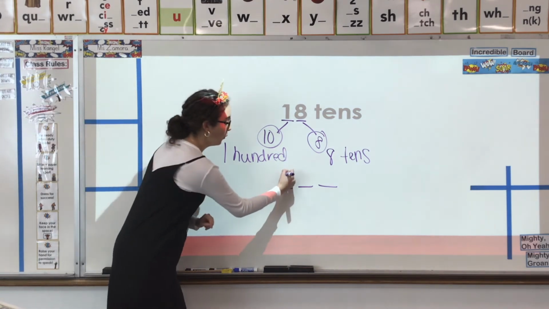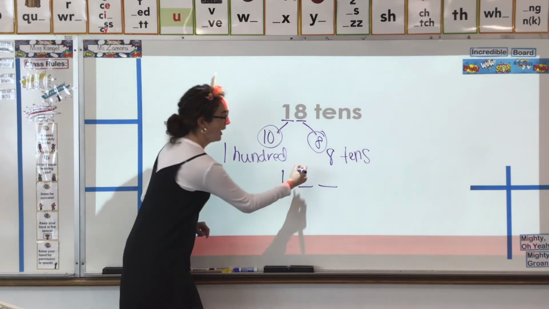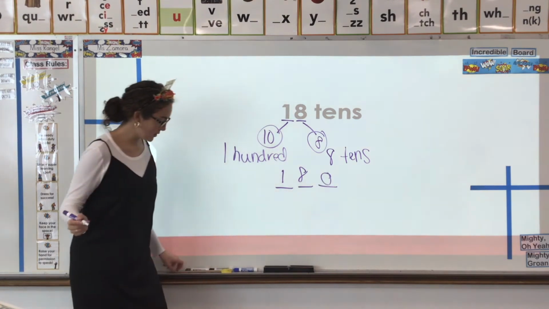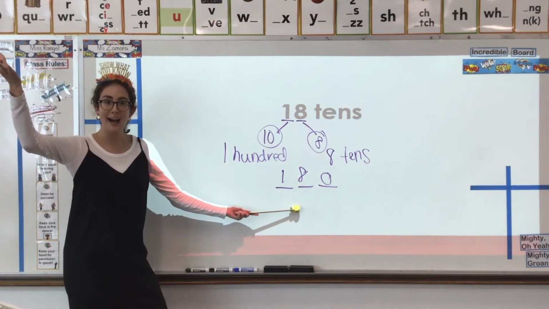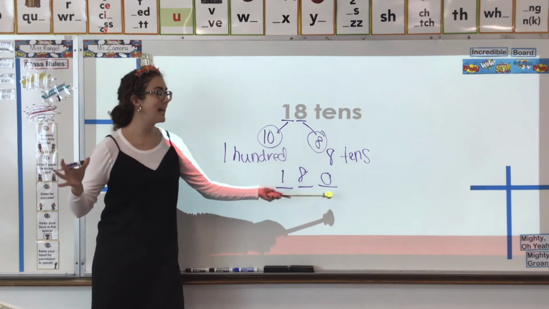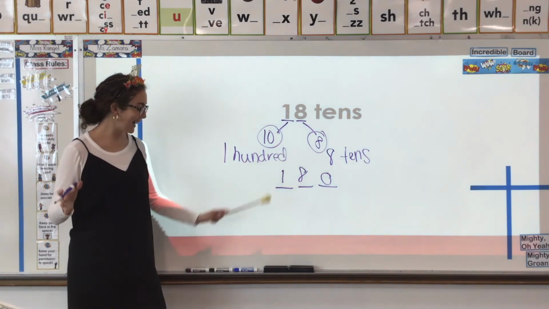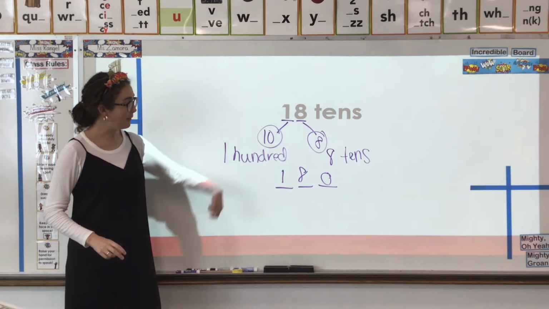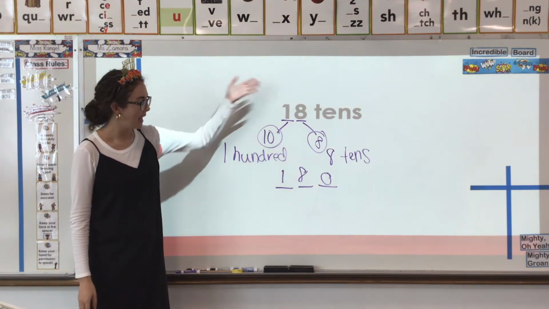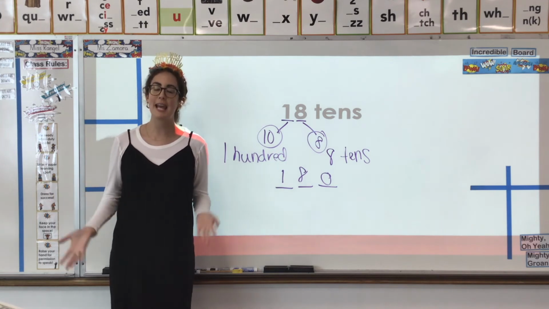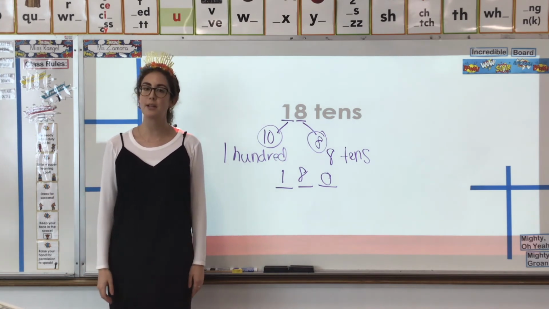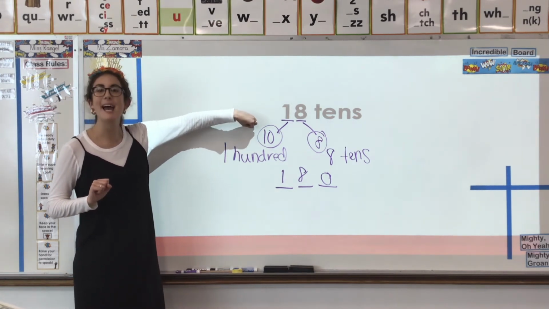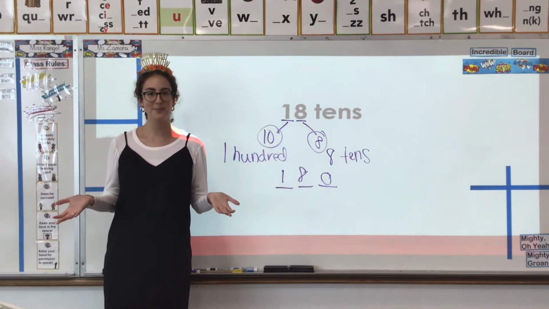We have 18 tenths. So our total value is 180. We know now that 18 tenths equals 180. That is the total value. And we were able to do that by bundling 10 tens together.